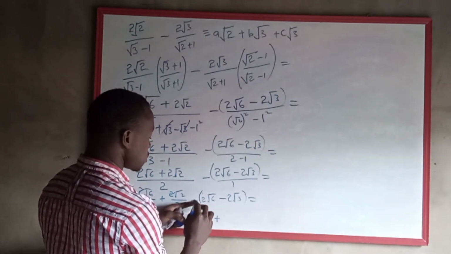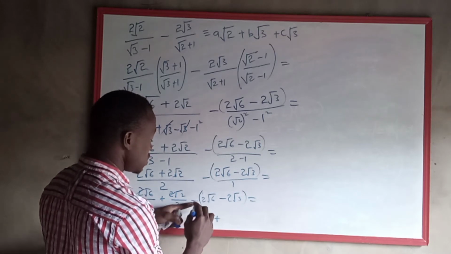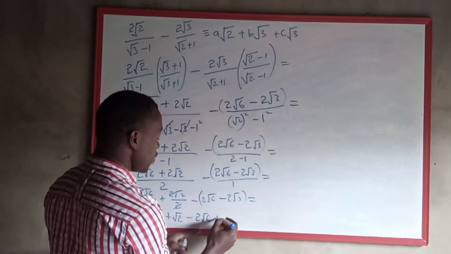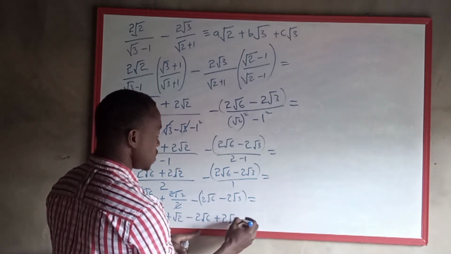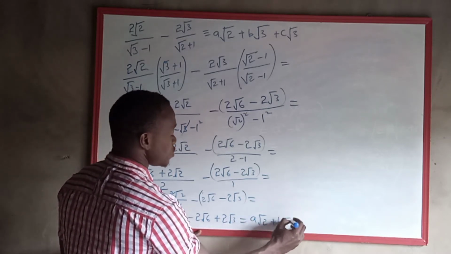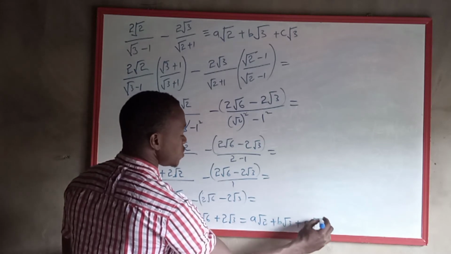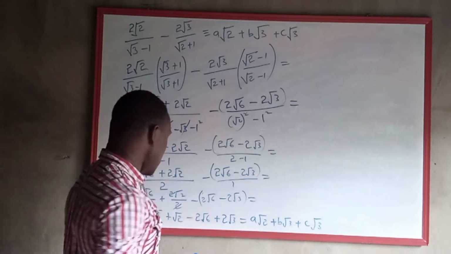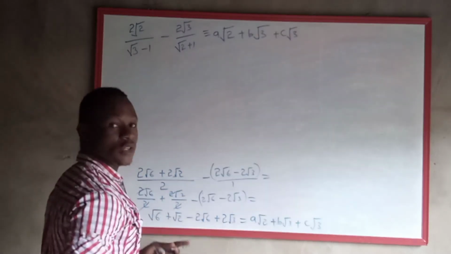So when this multiplication sign multiplied 2 root 6, we have minus 2 root 6. Multiplication sign multiplied 2 root 3, we have plus 2 root 3 is equal to a root 2 plus b root 3 plus c root 3. That is that. So from here, let's collect like terms.